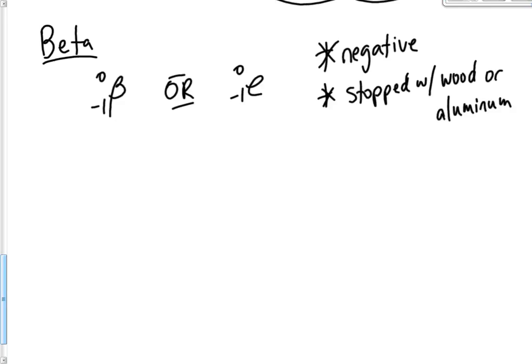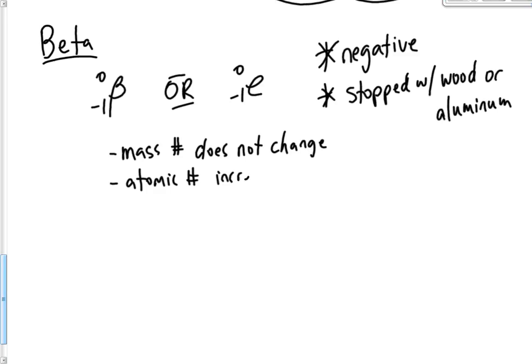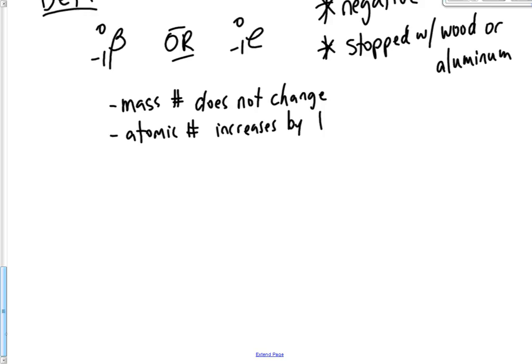Now, if you were to stand there with a piece of paper like you did with alpha, the beta particles would go through that paper. So the paper is not going to be a good protective equipment for beta particle radiation. Okay. With this, your mass number does not change, and your atomic number goes up by 1. All right, so let's look at a couple of examples here. You've got potassium 42.